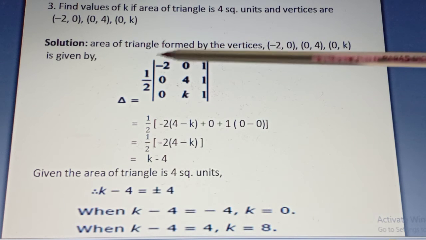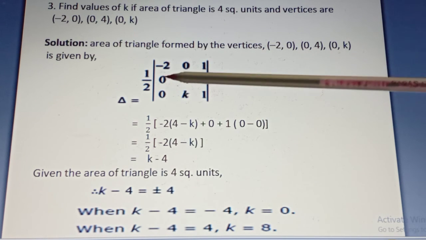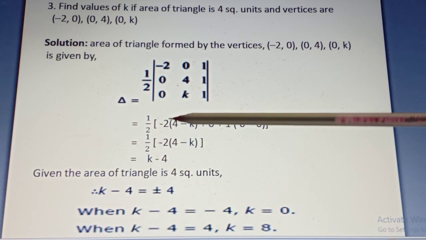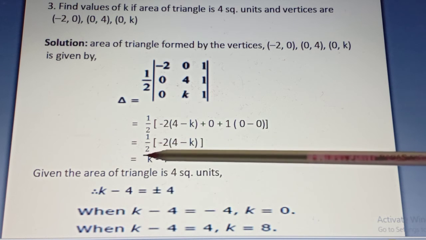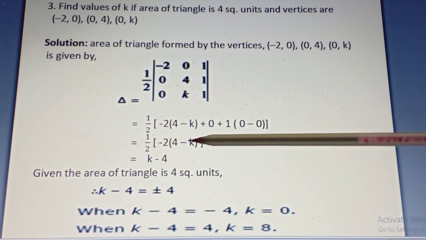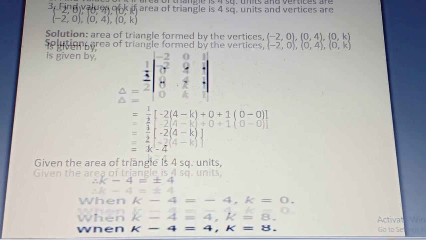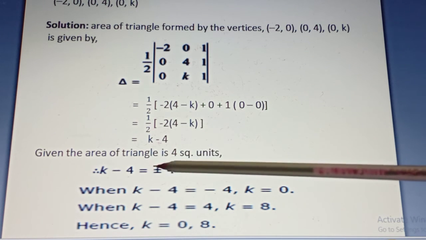After expanding, half is fixed: minus 2 into (4 minus k), 0 into (1 minus 0), and 1 into (0 minus 0). So these two are 0 and the first term is half into minus 2 into (4 minus k), and if the 2s get cancelled, it will be k minus 4. So students, the value of the determinant is k minus 4, that is, the area of this triangle is k minus 4, and the area is given as 4, so it is nothing but plus or minus 4.